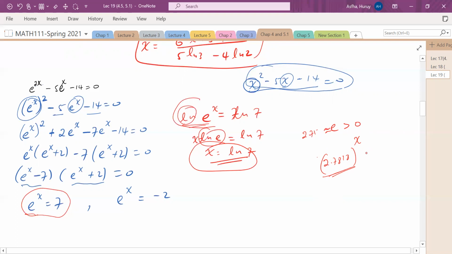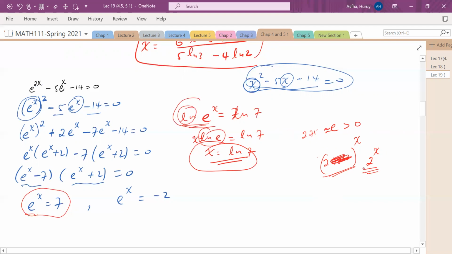And the answer is no, because if you put negative here, for simplicity, let's take 2. If we have 2 squared, 2 to the power of x, this will never be negative. It's always greater than 0.